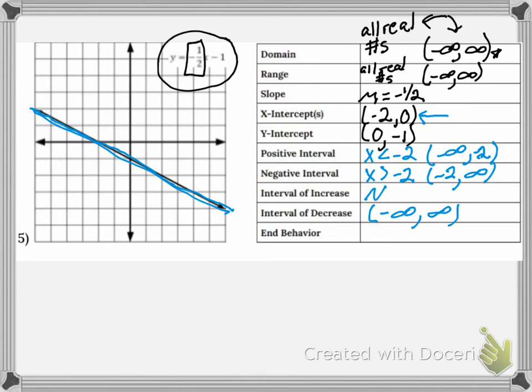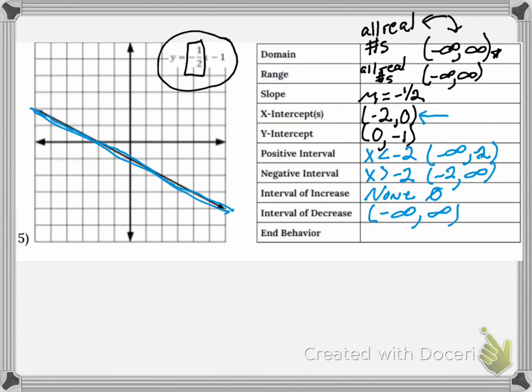So you can either just put none. Some of the time you might see what's called the empty set symbol, so just an O with a slash through it. That's probably not going to be a question that's asked often, guys, but it is something that you need to recognize, that there is no interval of increasing.